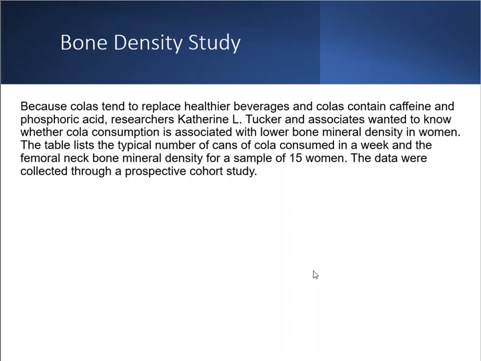So we're going to look at a table that gives you the number of colas consumed during a week and the measure of the femoral neck bone, the density of this particular bone. The femoral neck bone is the part of the thigh bone that attaches inside of your hip. It's that ball and socket idea right there. They measure the neck of that bone right before you get to the ball part of your thigh bone. What they're looking at is the number of colas consumed in a week and the density of that bone in 15 different women.